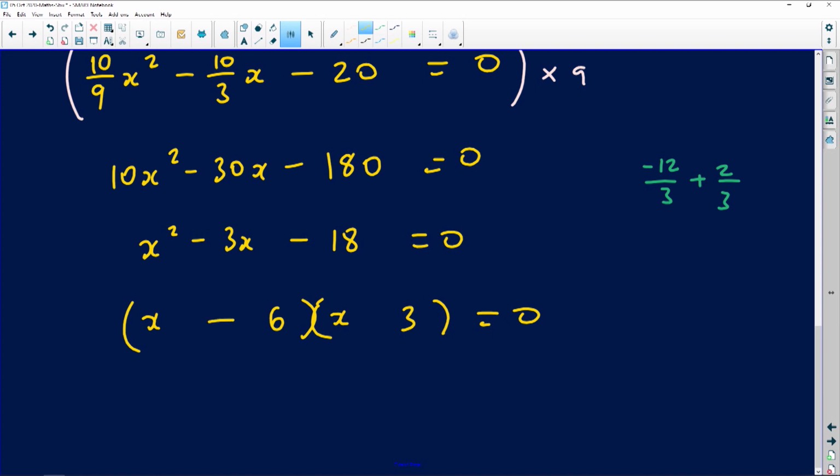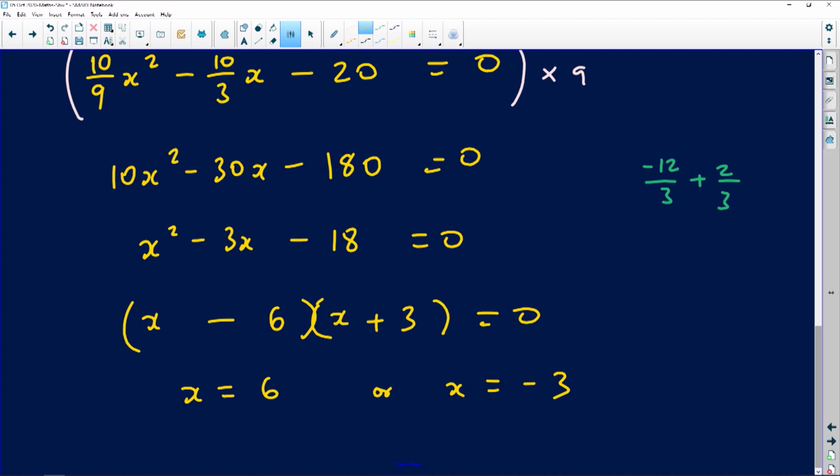The bigger number copies the sign of the middle term. This one will need to be positive in this case, because I need negative times positive to get negative 18. Therefore, these graphs will intersect when x is 6 or when x is negative 3. So that's basically what I'm ending up with.